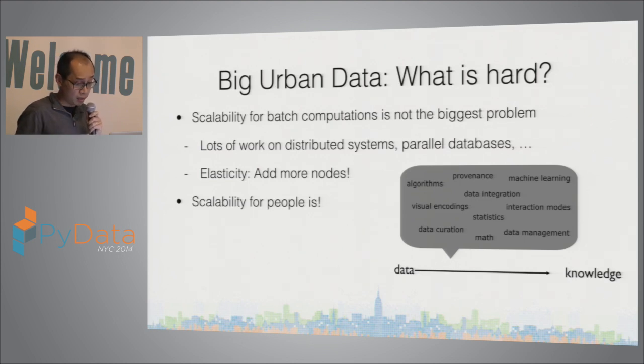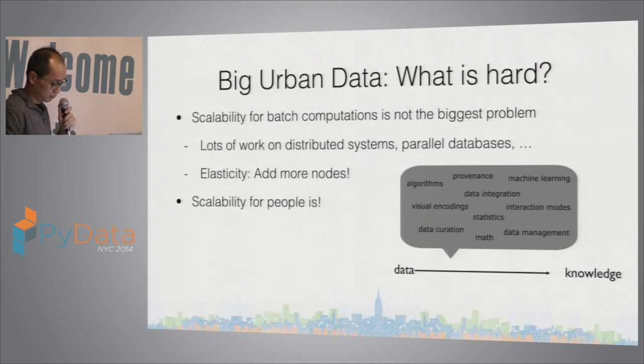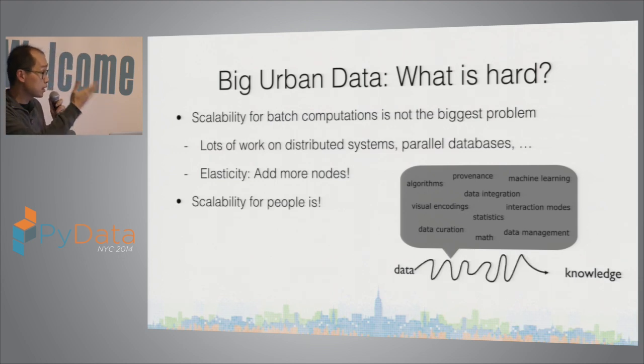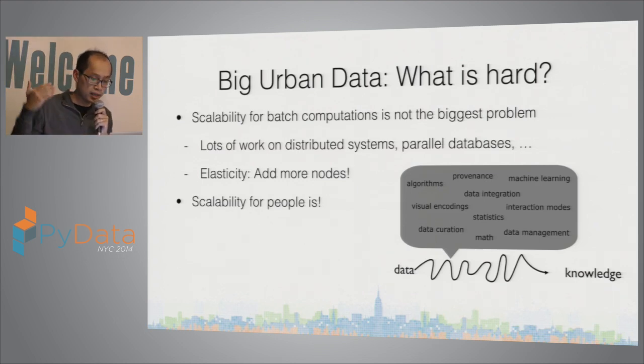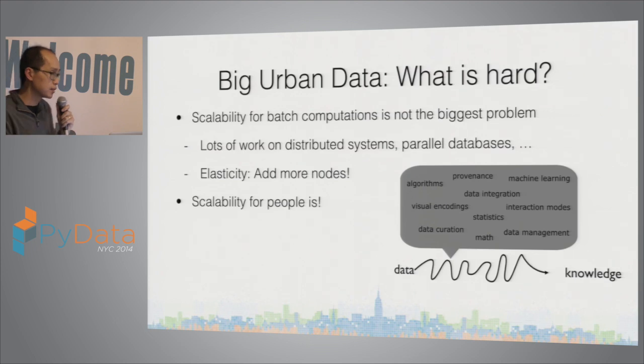And in addition, the road from data to knowledge is not a straight line. It's really bumpy. It's really just a big, messy rope, right? Because you need to tweak these together, how to integrate data management to visualization, to algorithms, things like that. And if you do something wrong, it messes up the whole thing.